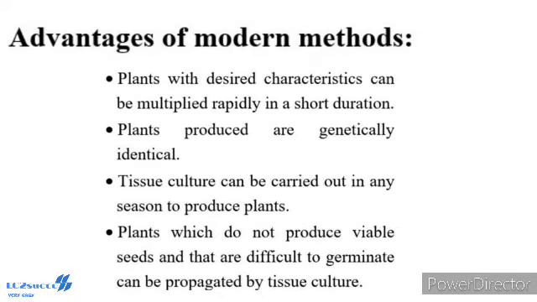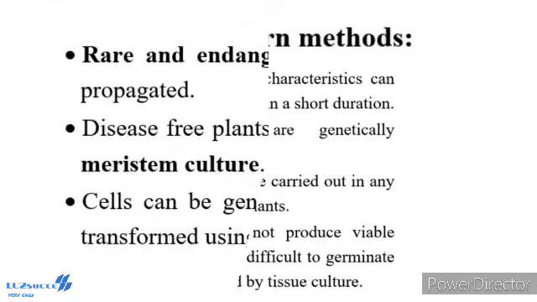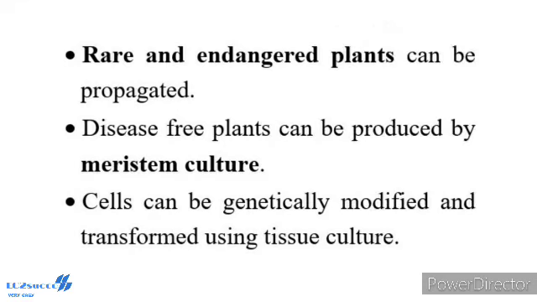The advantages of the modern method: plants with desirable characteristics can be multiplied rapidly in a short duration. Plants produced are genetically identical. Tissue culture can be carried out in any season to produce plants. Plants which do not produce viable seed, and seeds that are difficult to germinate, can be propagated by tissue culture. Rare and endangered plants can be propagated. Disease-free plants can be produced by meristem culture. Cells can be genetically modified and transformed using tissue culture.